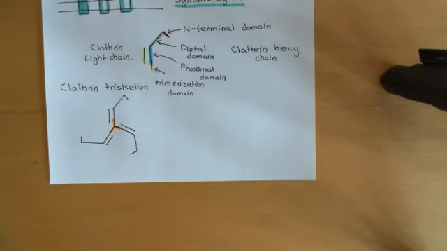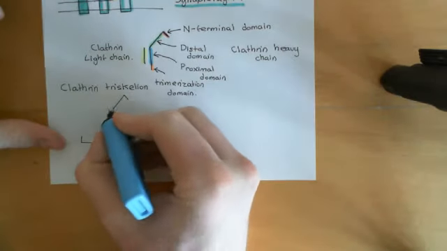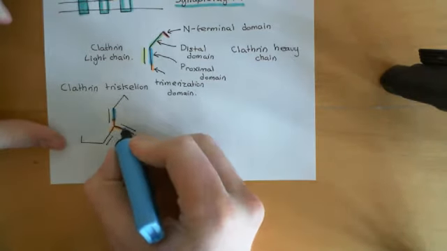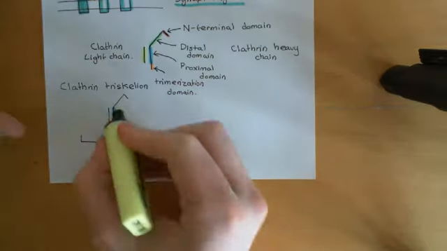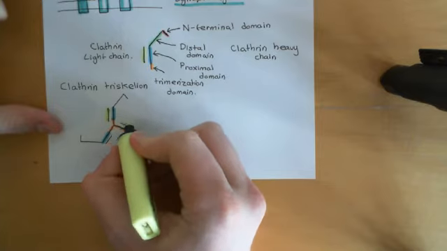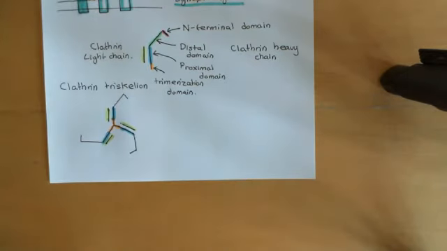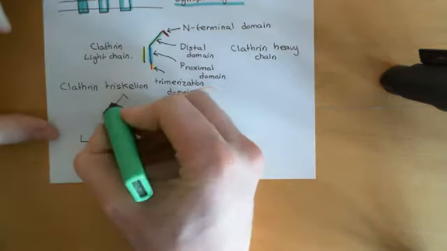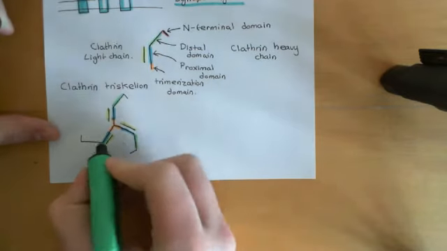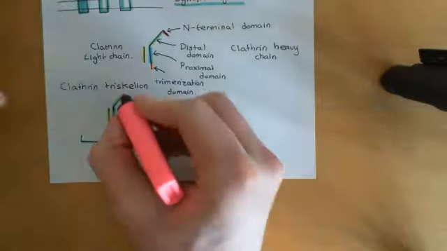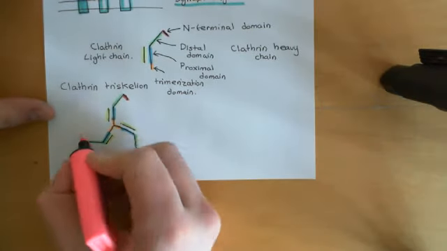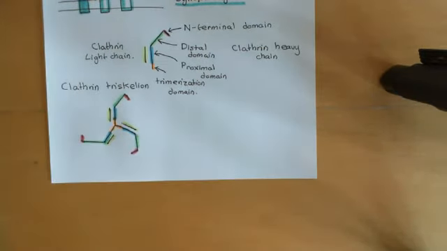Okay, so let's colour code the different portions in now. So here are the proximal domains in blue here. Okay, then here in yellow are the Clathrin light chains. Okay, then in green we'll have the distal domains of each of the 3 Clathrin heavy chains, like so. And then after that we have the N-terminal domains of each of the 3 Clathrin heavy chains.